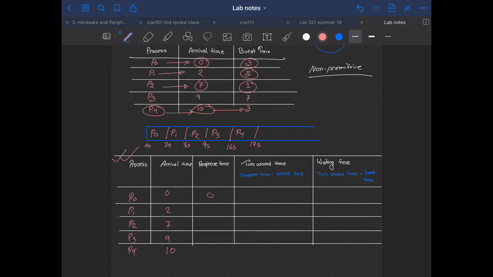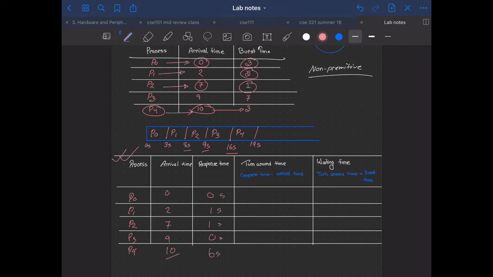P1 got the CPU at 3 seconds and it came at 2 seconds, so this would be 1. P2 came into play at 7 seconds and got the CPU at 8, so the difference is 1. P3 got the CPU at the 9th second and the arrival time was 9, so it didn't have to wait anything, so 0. And P4 came at the 10th second but got the CPU at the 16th, so the response time was 6 seconds.